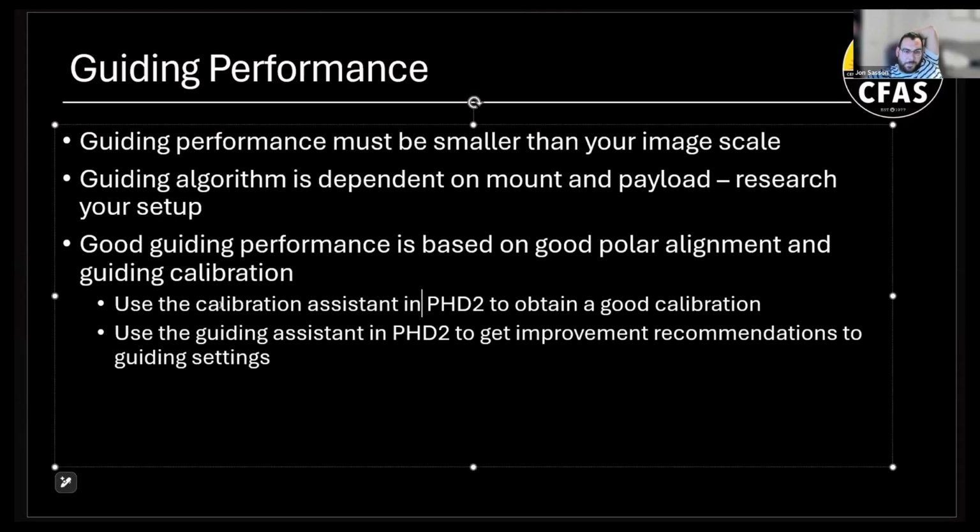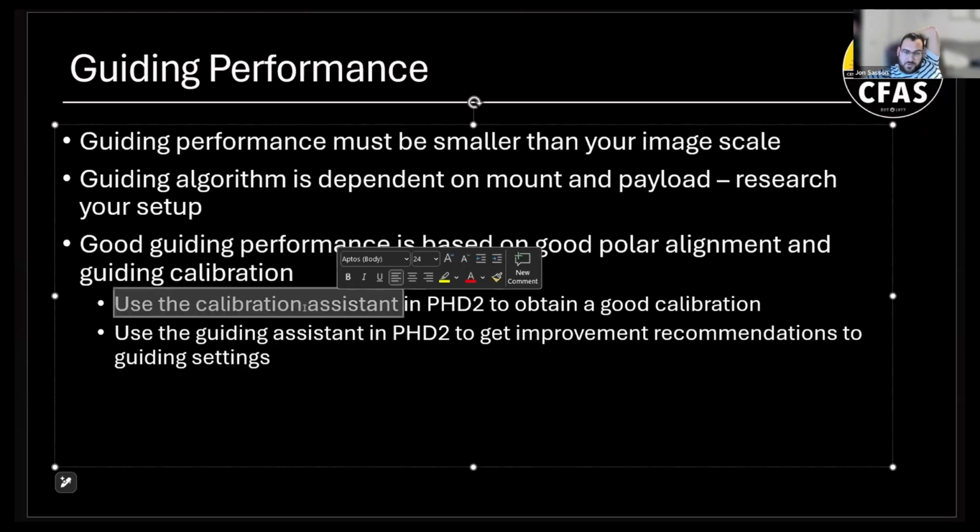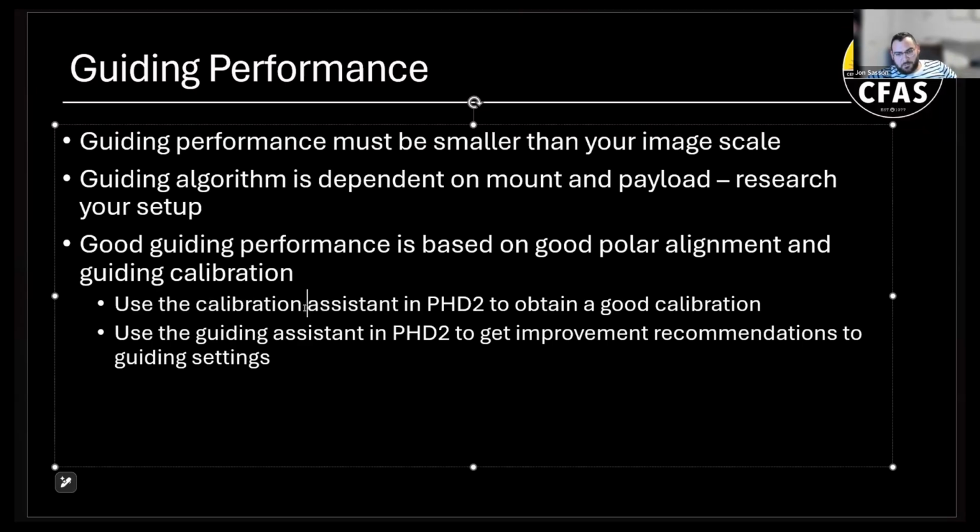So PHD2, I'm not sure what the ASIAIR does for guiding, but I know in PHD2 there's a guiding calibration assistant where it will point your scope to the optimal location in the sky for calibration. So I've noticed a big improvement by using the calibration assistant to get a good calibration. And then it has a guiding assistant as well. So once you have a good calibration, you can use the guiding assistant.